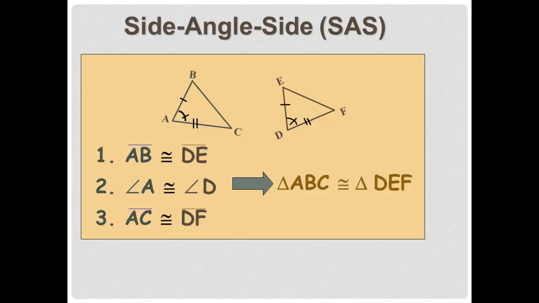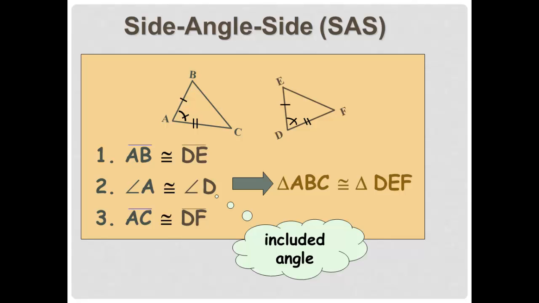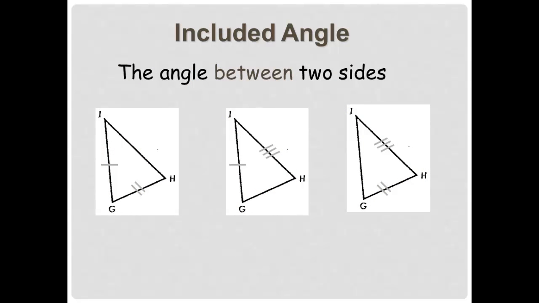It says that if in two triangles, 2 sides and the included angle of one are congruent to 2 sides and the included angle of the other, then the triangles are congruent. Notice the angle must be between the 2 sides. Notice where the angle must be in each of these examples for side angle side to work.